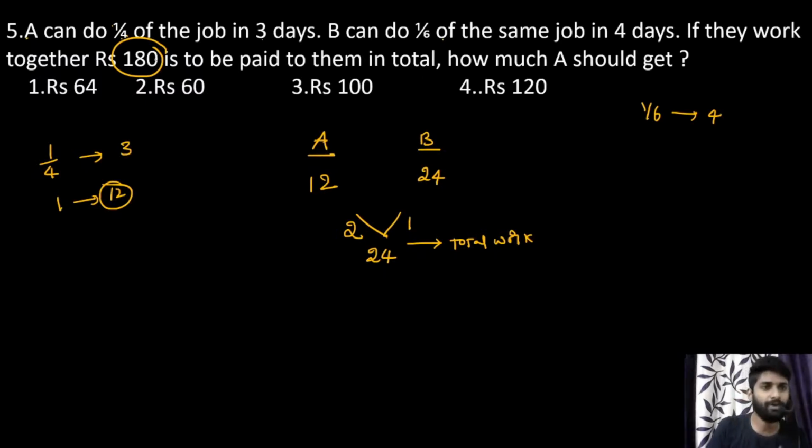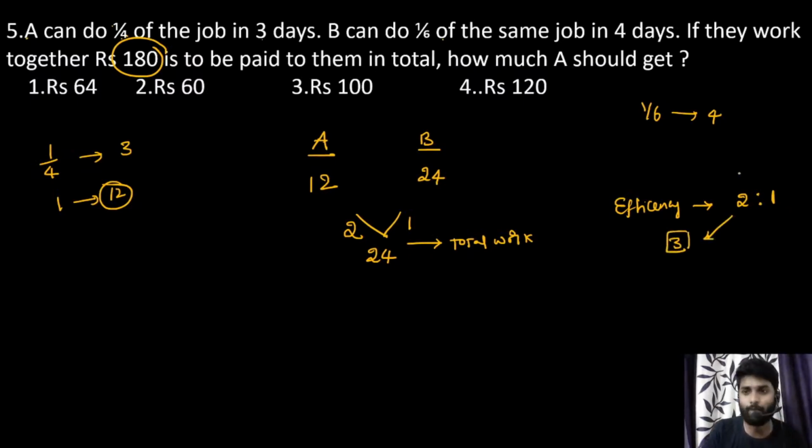See, if we want to distribute any amount, we require efficiency. Now see, guys, the amount is distributed based on efficiency. The efficiency ratio is exactly 2 is to 1. Now what is the meaning of ratio? It means if I have 3 rupees, I need to pay 2 rupees to A and 1 rupee to B.